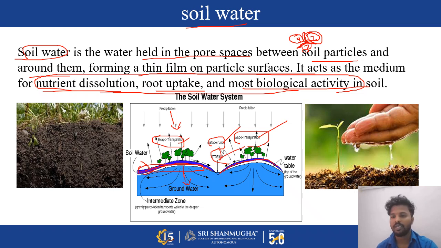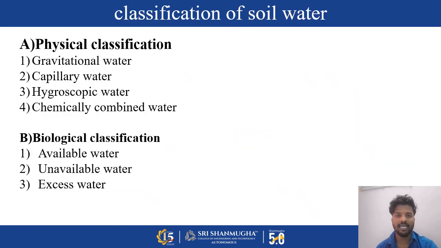We can move to the next slide. I hope you understood what soil water is. The next topic is the classification of soil water. Based on physical and biological views, we classify soil water into different types. In the physical types, first we will see gravitational water. Gravitational water is the water that flows in the soil profile by the gravitational force.